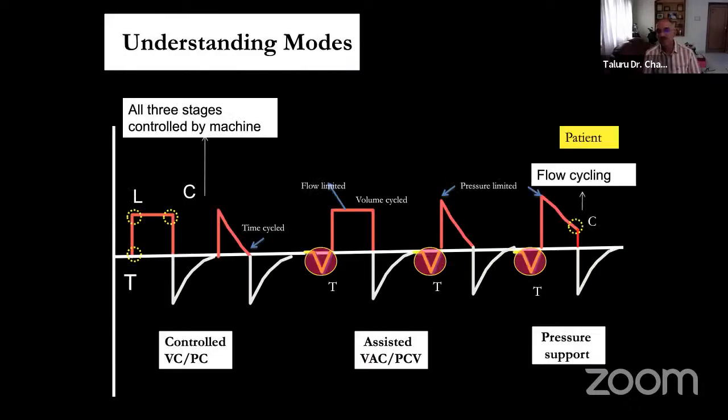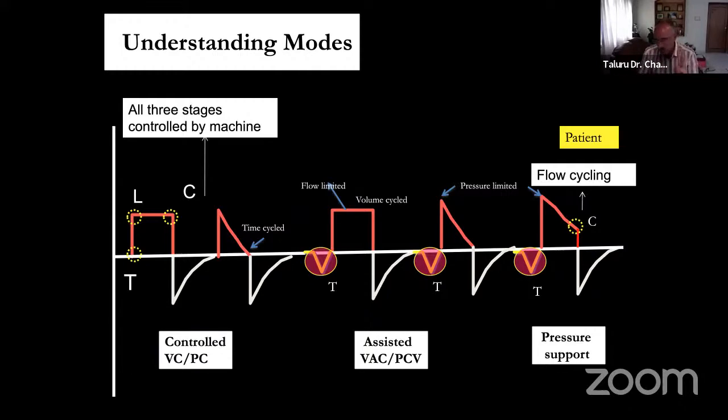So understanding modes, I will not go much. See here, in a control mode, the triggering, limiting and cycling is all done by the machine, in all the modes except one mode, that is called the pressure support, where triggering and cycling is done by the patient. And I've said most of your advanced modes, when used to wean the patient, or to keep the patient comfortable, or to reduce the amount of sedation, or to have better synchrony, most of them are based on pressure support. So if you don't understand pressure support, you are not going to go much beyond understanding modes.